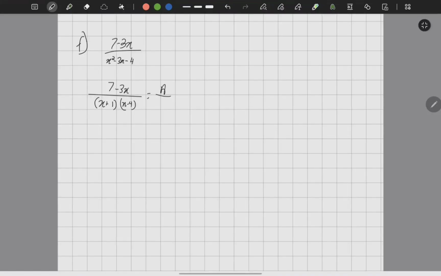So now if we do this again, same thing, same process as before. We write out our coefficients, and we cross multiply to be able to compare the numerators.